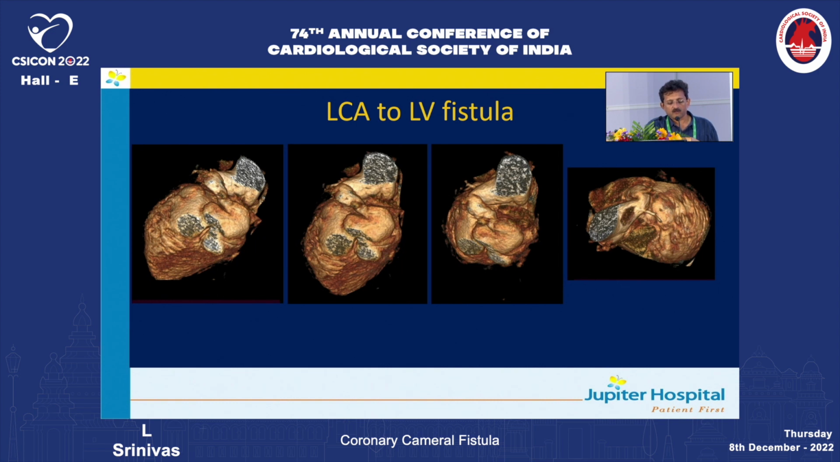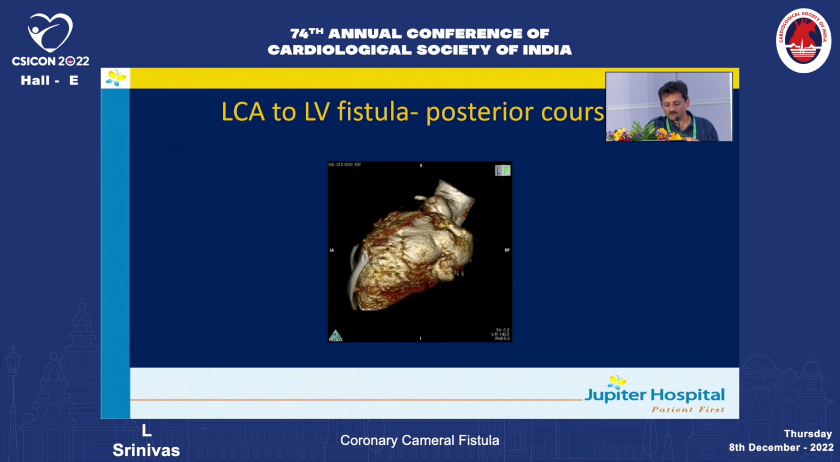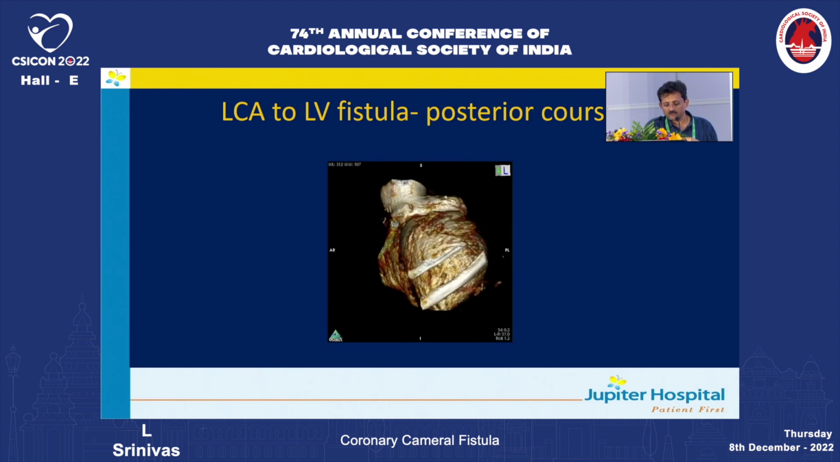So this is a rare case of left coronary artery to left ventricular fistula. The entire fistulous tract is behind the heart. It's all posterior. So again, this is one of the potential sites for occlusion for us in the cath lab. This is a VRT reconstruction showing the entire fistulous tract in a 3D orientation.